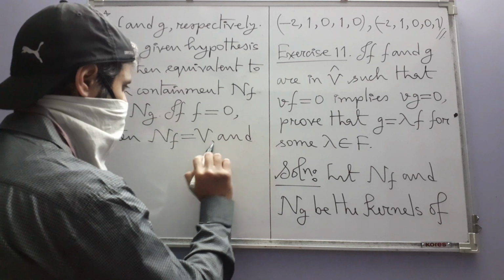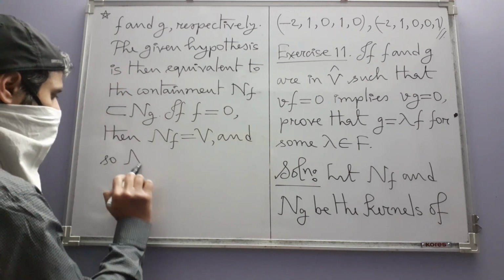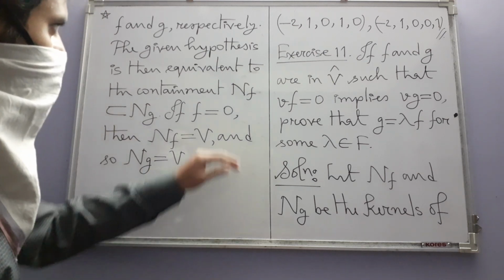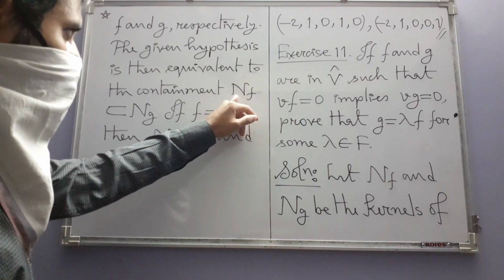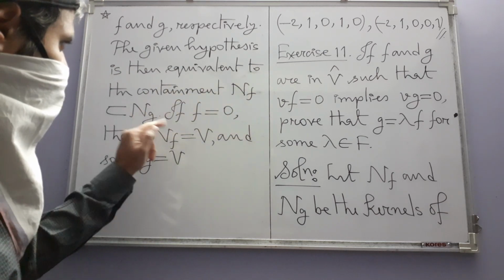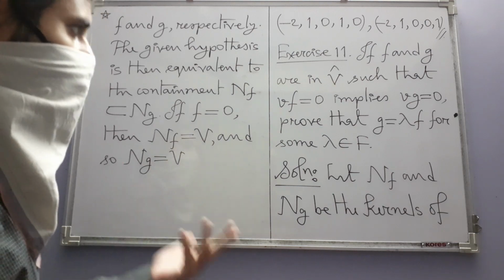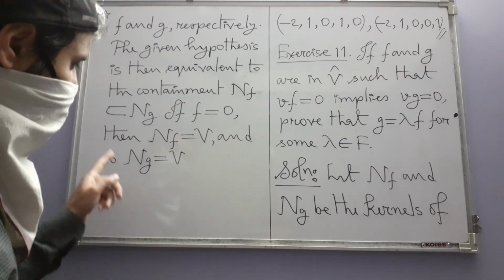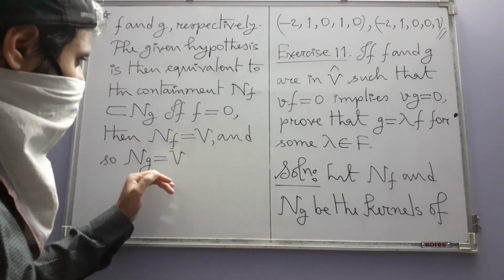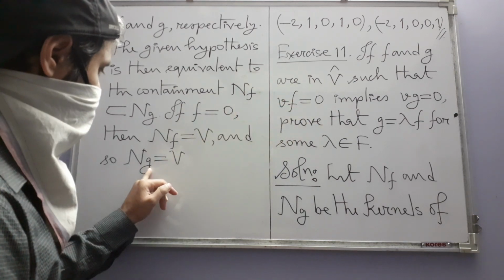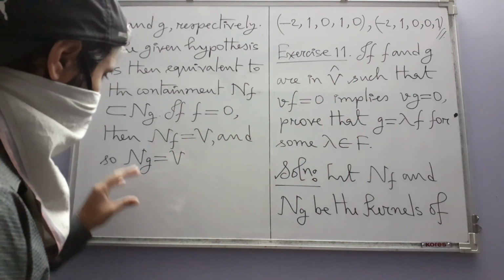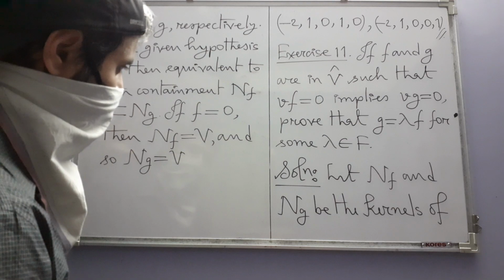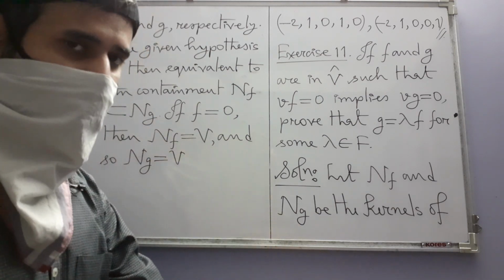Naturally, then Ng is also equal to V. Why? Because if Nf is V, then V is a subspace of Ng, but Ng already is a subspace of V by definition. So that's why Ng and V are equal, which in turn implies that just like f, G also is identically 0 because its kernel is the entire space V. So G is also going to map all the elements of V onto the 0 scalar.